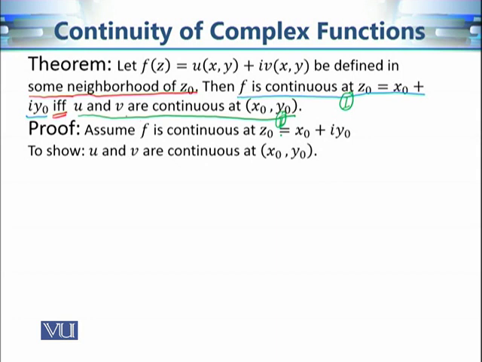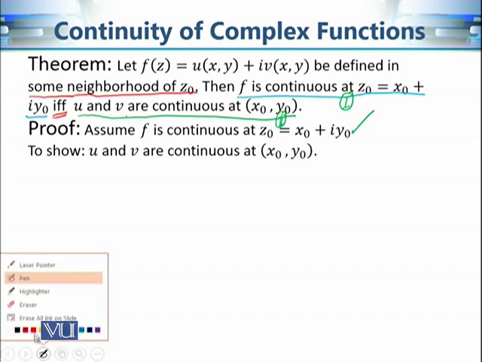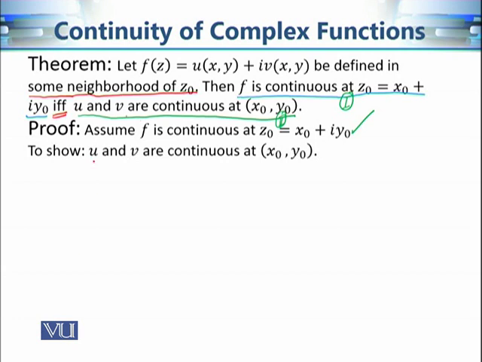So how do we prove this thing? We first assume that the first statement is true. The function is continuous at z0 equal to x0 plus i y0. And what do we want to show? We want to show that u and v are continuous at x0 y0. Now if the function f is continuous at z0, and remember we have two definitions of continuity at a point z0, let's use this definition.